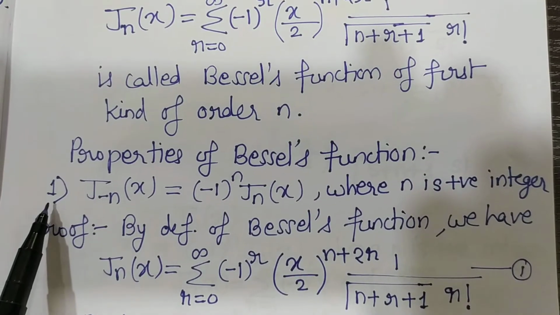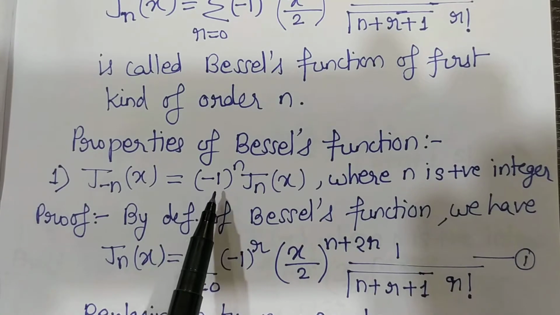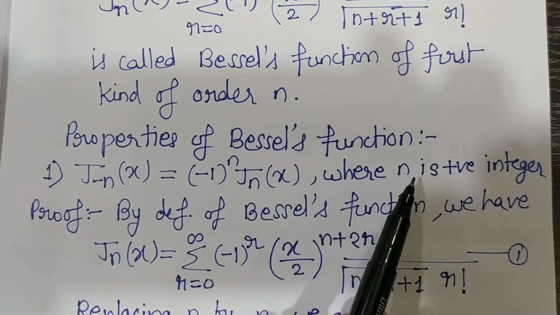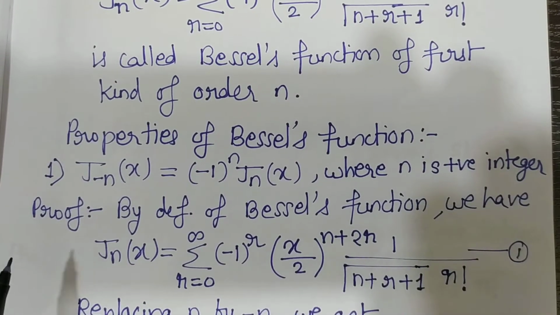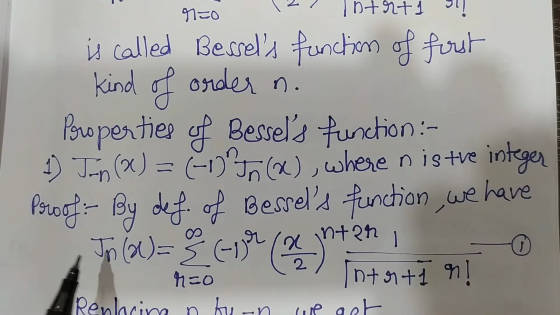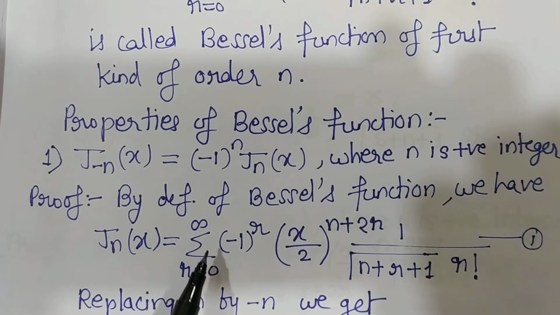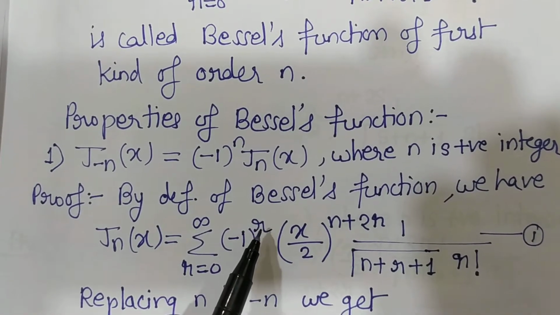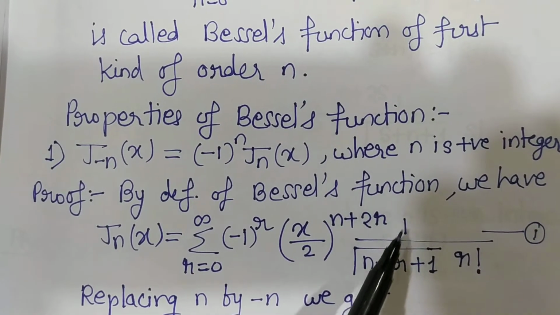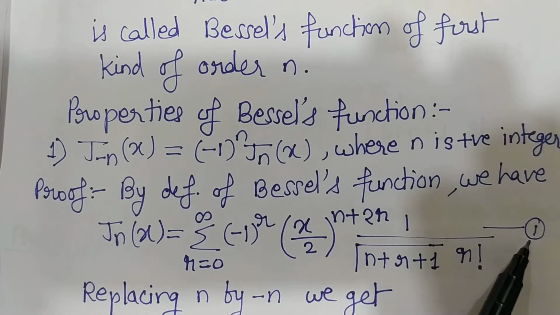Let us see various properties of Bessel's functions, which we will use in future for solving examples. So the first property is J minus n of x is equal to (minus 1) raised to n times Jn of x, where n is a positive integer. By definition of Bessel's function, we have Jn of x equal to the summation from 0 to infinity of (minus 1) to the power r, (x by 2) raised to power n plus 2r, into 1 upon gamma of n plus r plus 1 into r factorial.